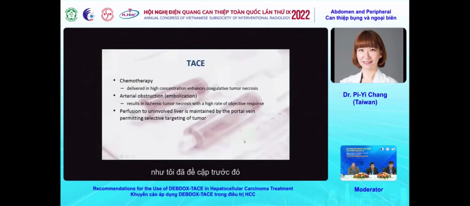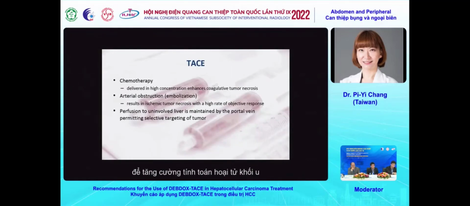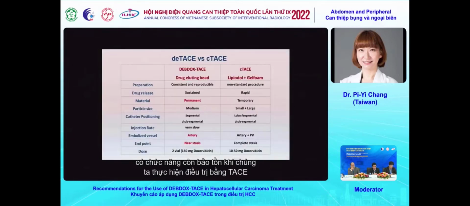As I have mentioned before, the TACE treatment is done by chemotherapy delivered in high concentrations to enhance coagulative tumor necrosis. And then we added some embolization agents to get arterial obstruction. And that can cause ischemia and resulting in tumor necrosis, thereby reaching a high rate of objective response. Also, we have to be aware that the liver function is important. So we have to preserve the liver function when we carry out TACE treatment.